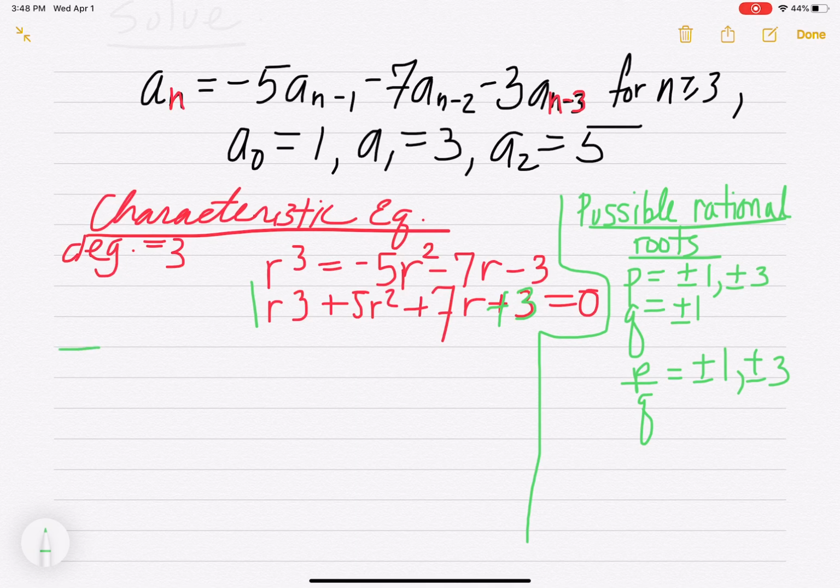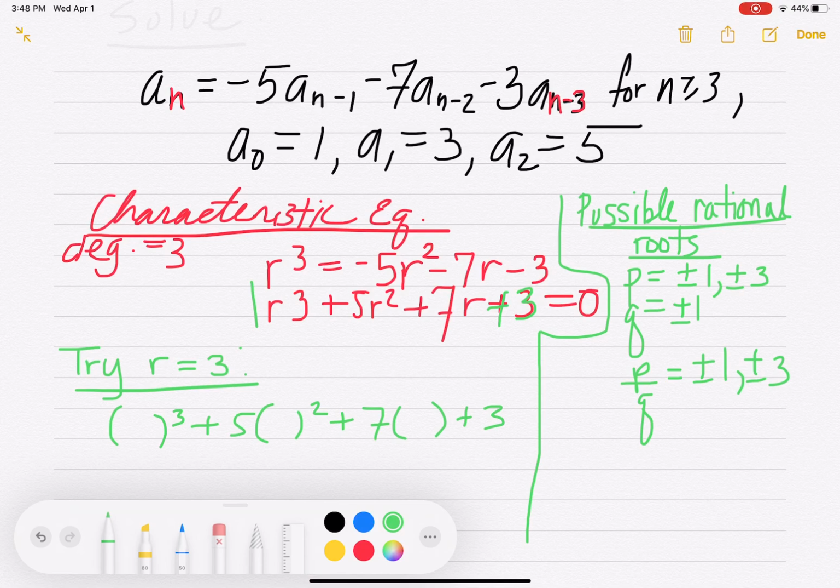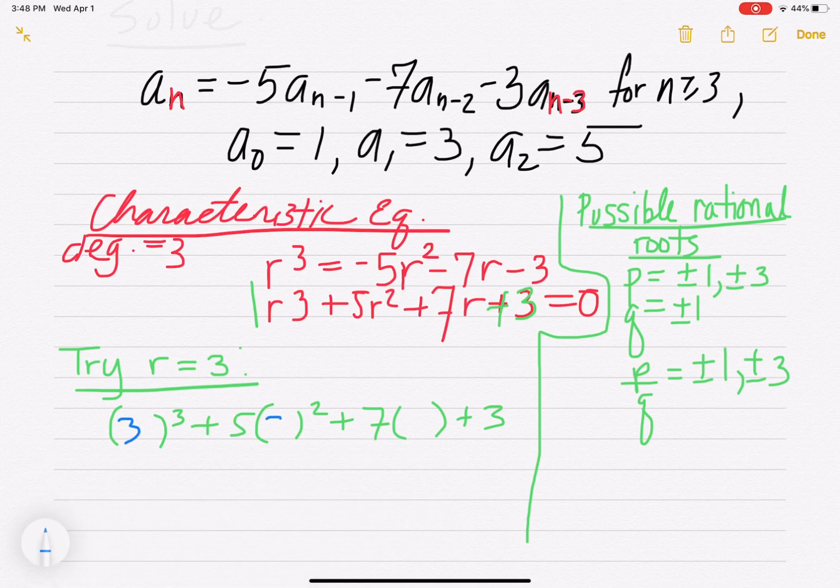Let's see. I actually already know what's going to work here. Let's try r equals 3. I've already tested this. If I plug a 3 in place of r, no, -3, my bad. Try -3. Yeah, 3 wouldn't work. Everything's positive, it's going to get really big.